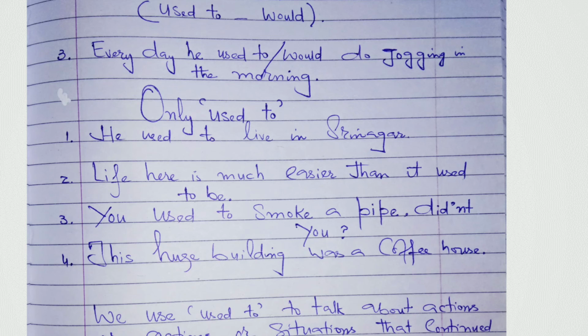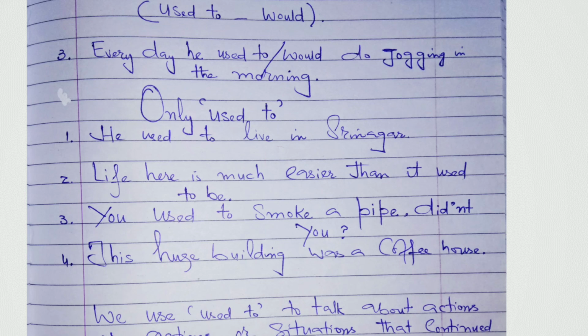Second example here: life here is much easier than it used to be. This is also a continuous action. It is not repeated again and again. Life here is much easier than it used to be. Life here is much easier than it would be. That is wrong. Third one, you used to smoke a pipe, didn't you? This is also a continuous action. Here only used to is possible.